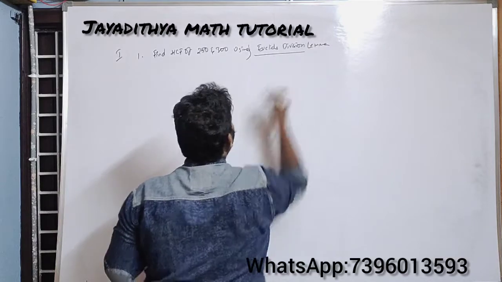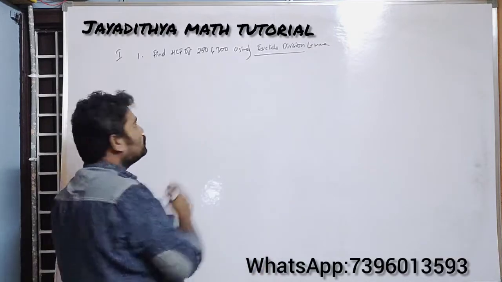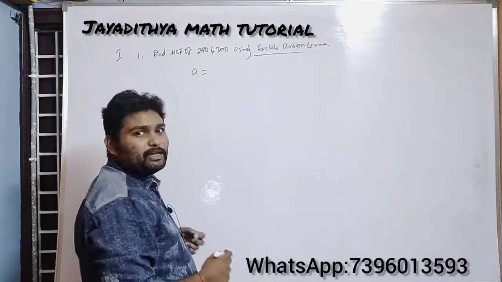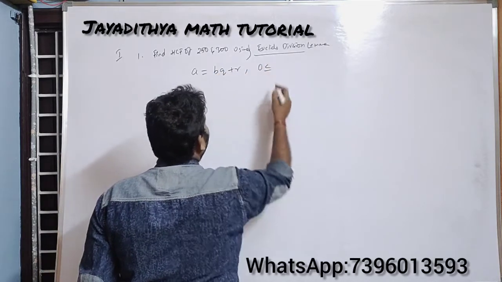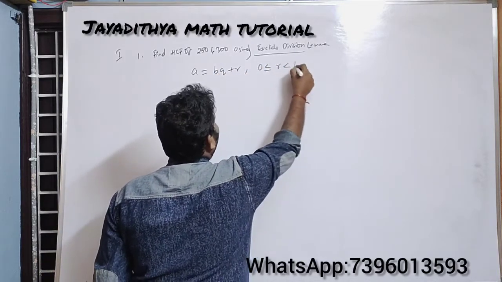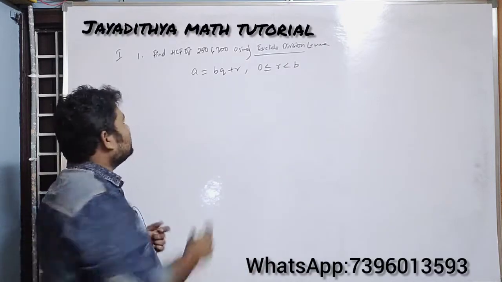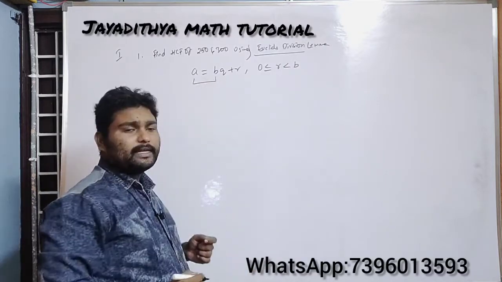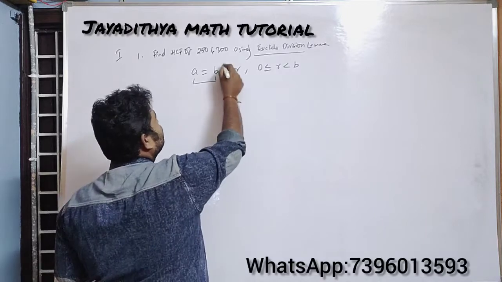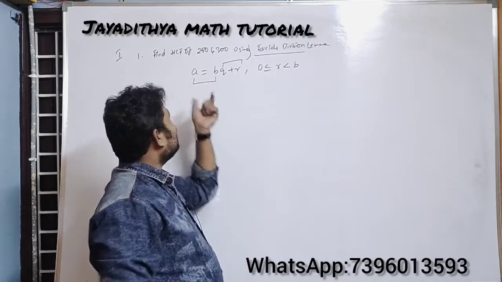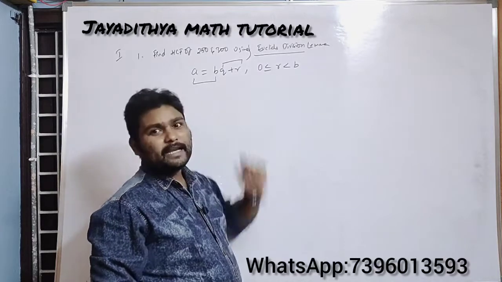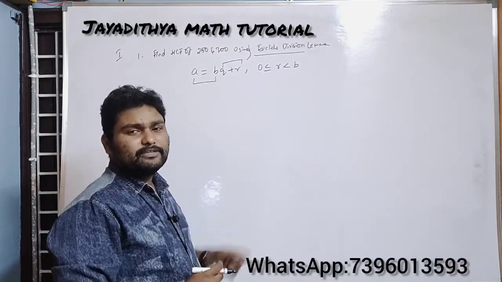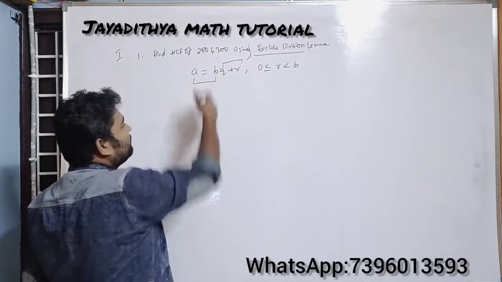What is actually Euclid's division lemma? Euclid's division lemma says that any positive integer will be of the form bq plus r, where 0 is less than or equal to r, less than b. The statement is like this: for any 2 numbers a and b, there exist q and r such that a is equal to bq plus r, and the condition for r is 0 less than or equal to r less than b. This is Euclid's division lemma, but directly we will be solving here.